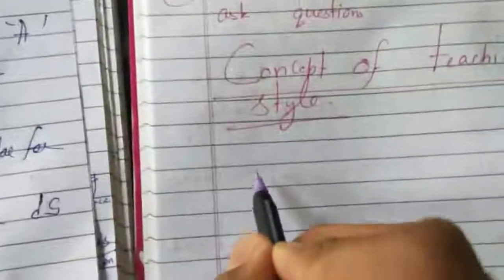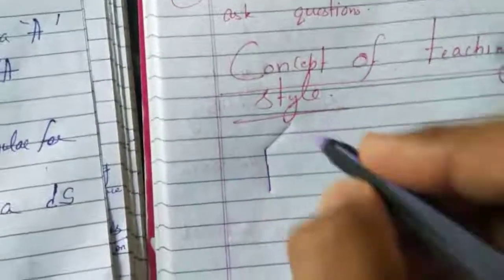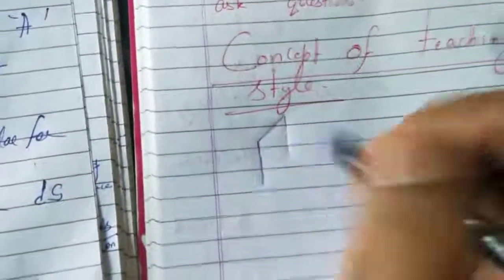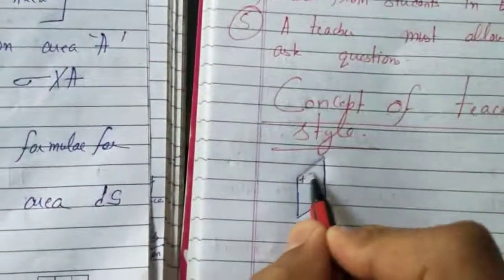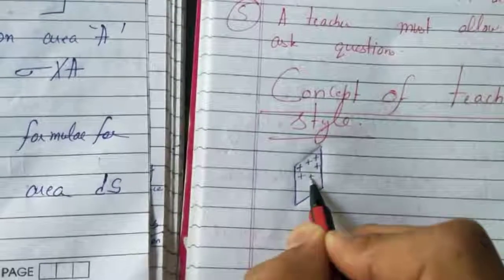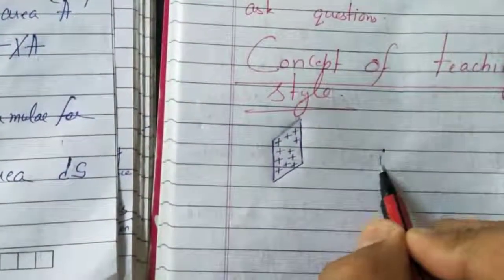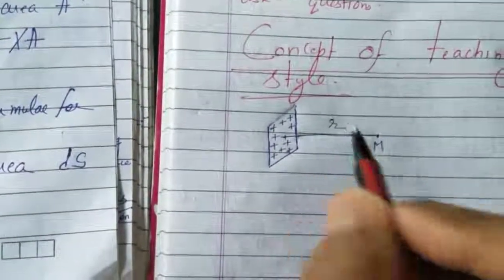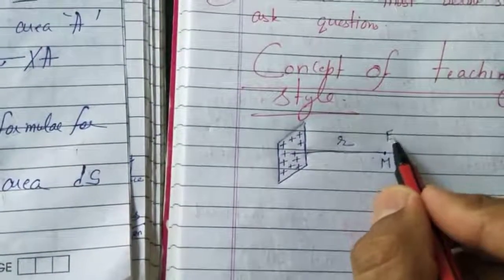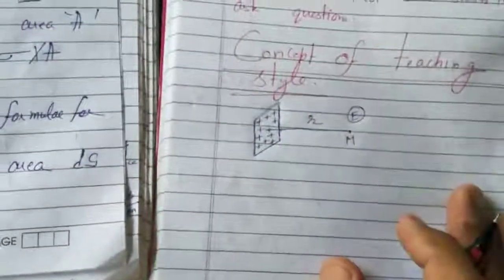For this, suppose you are having this much area. It's quite a large area, and it is having a charge. If a point is located here, suppose M, at distance r from this charge distribution, you want to find the electric field strength at this point M due to this whole charge distribution. What will you do? You are not having any kind of formula.